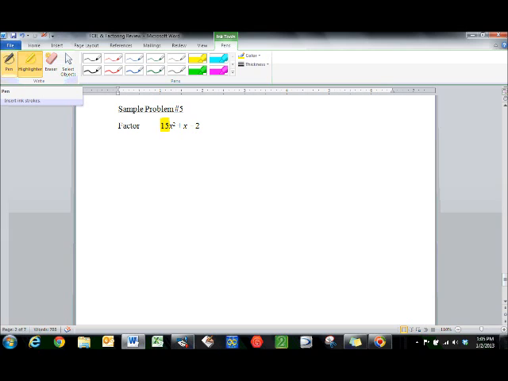Okay, so if you look back at the previous steps, the very first thing that we wanted to do was find a key factor, a key number. The way we do that is we take the leading coefficient and multiply it times the constant, which is going to give us a value of negative 30.